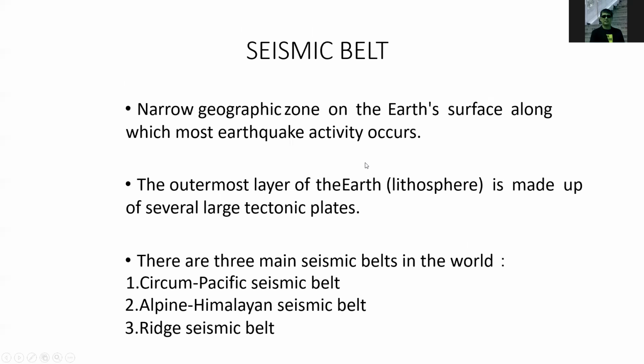So now we will talk about the seismic belt. A narrow geographical zone of the Earth's surface along which most earthquake activity occurs. The outermost layer of the Earth, or the lithosphere, is made out of several large tectonic plates. There are three main seismic belts in the world. We have the Circum-Pacific Seismic Belt, the Alpine Himalayan Seismic Belt, and the Ridge Seismic Belt.